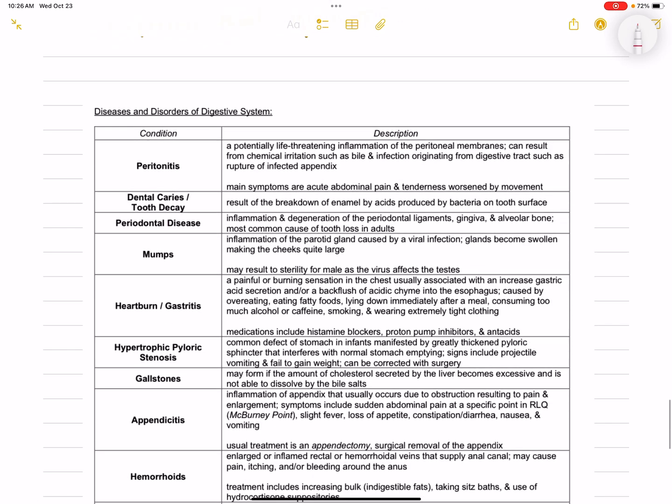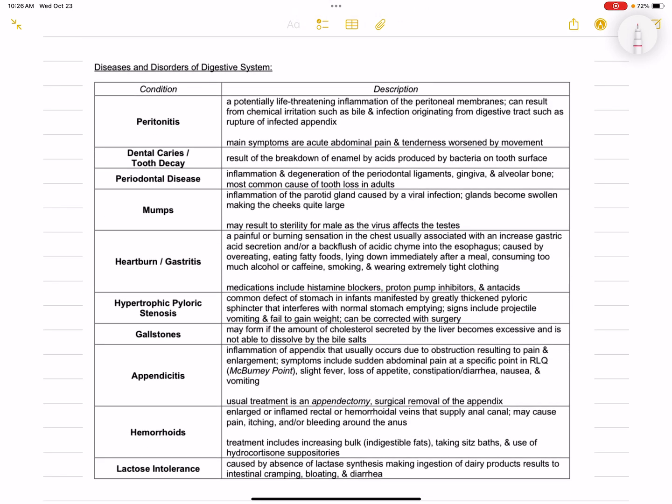So we have here the diseases and disorders of the digestive system. We have here peritonitis. Peritonitis, a potentially life-threatening inflammation of the peritoneal membranes, can result from chemical irritation such as bile and infection originating from the digestive tract, such as rupture of an infected appendix. So, once our appendix ruptures, the fluids go into the abdomen. So, it is possible we will have peritonitis.